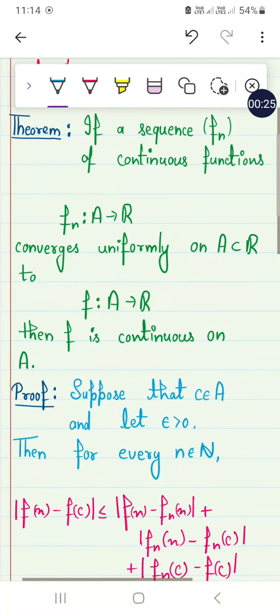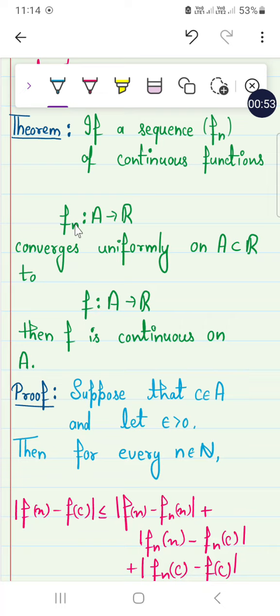If a sequence f_n of functions is continuous, right? The functions are continuous, and it converges uniformly on a subset A of R, where the functions are defined. Then, if it is uniformly convergent, it converges to a limit. The limit is f, which is from A to R. So this limit is also continuous.